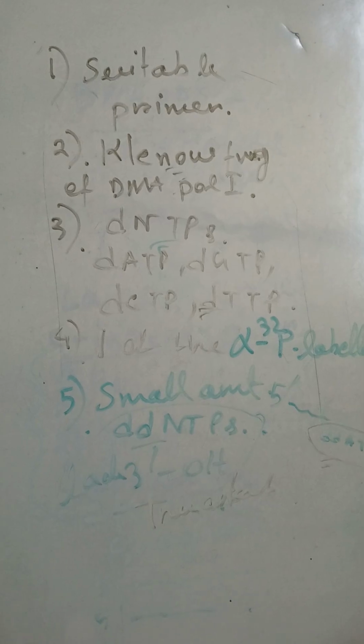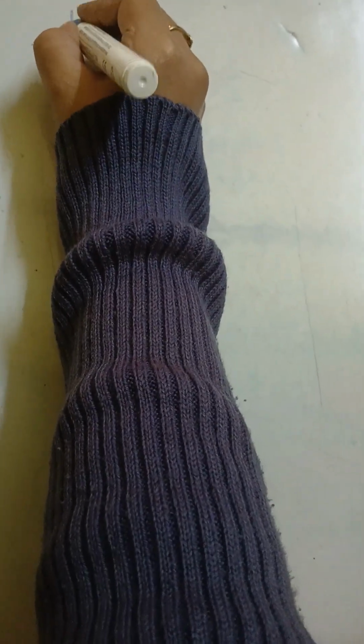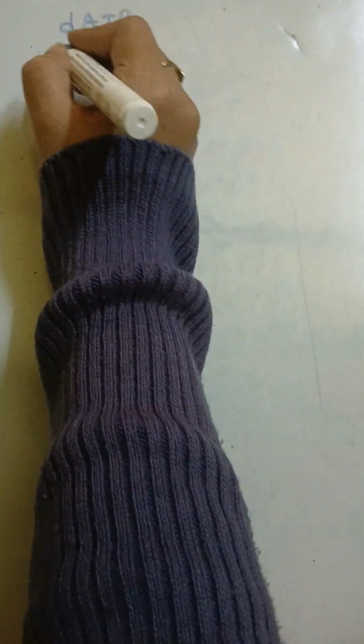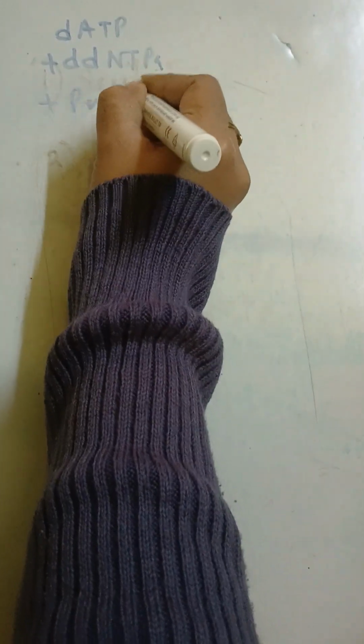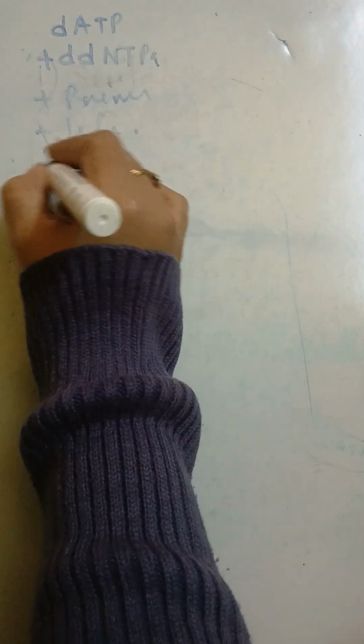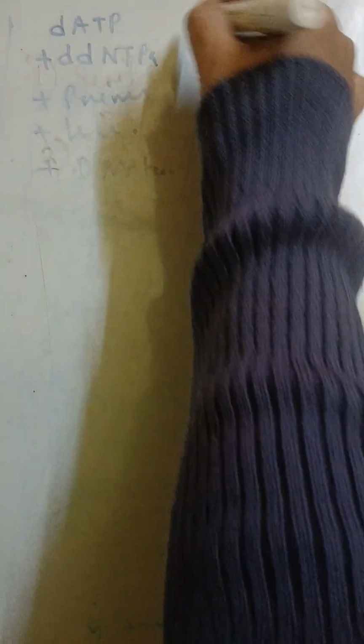Now what will happen in case of fragmented DNA? There are 4 reaction mixtures. One is obviously with dATP plus ddNTPs plus primer plus Klenow fragment, plus the DNA template. This is reaction mixture 1.